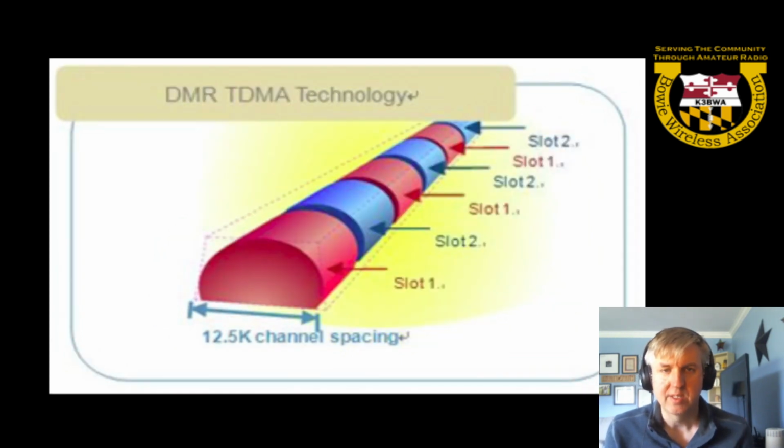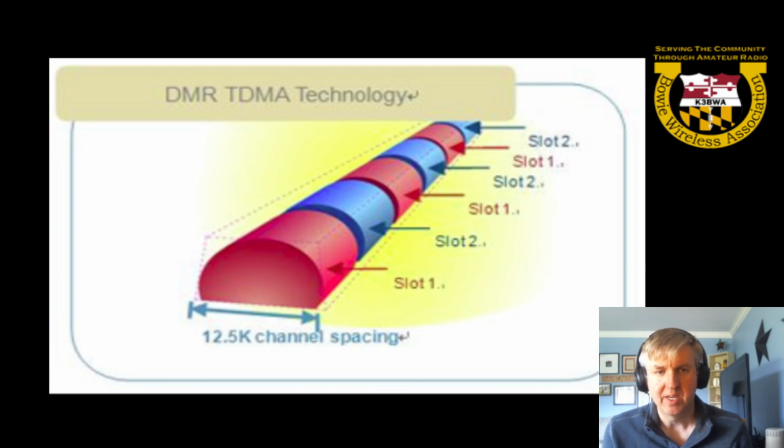DMR, on the other hand, is slightly different in that the same frequency, the 12.5 kilohertz, is broken up in time. So we have the red time slots, which can be used by one user. And then there's also a blue time slot, which can be used by another user at the same time. So I say at the same time. It's not directly at the same time, but from our perception, we can't tell the difference.